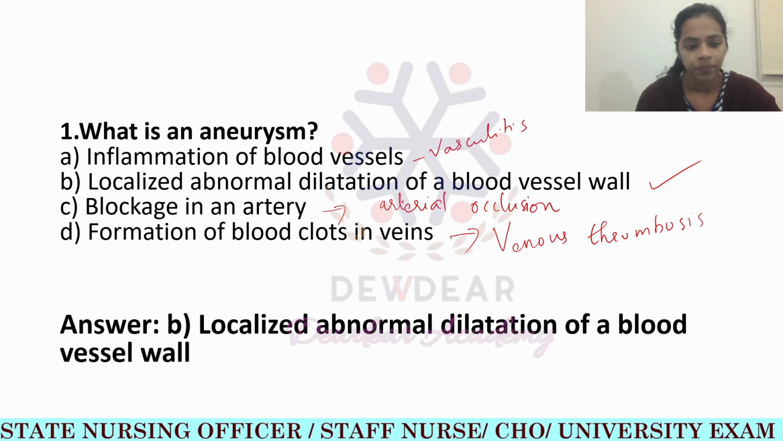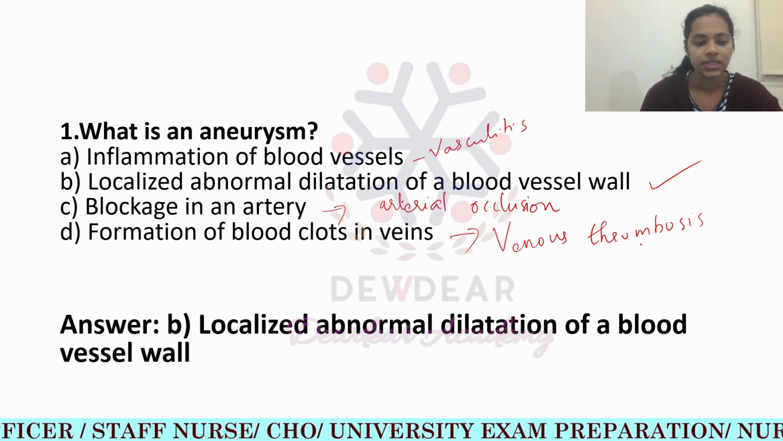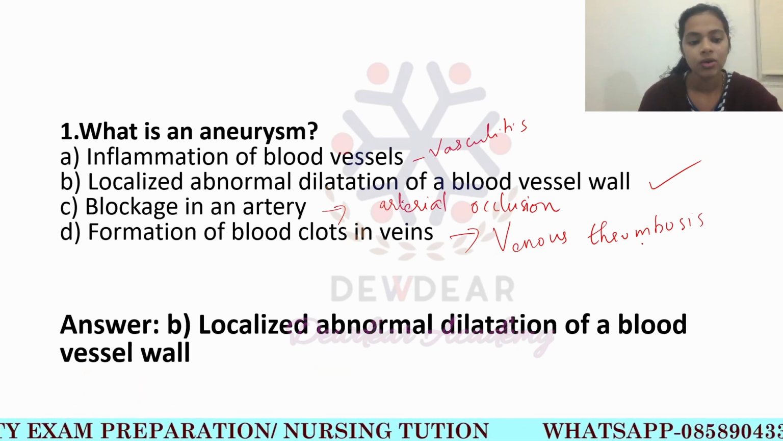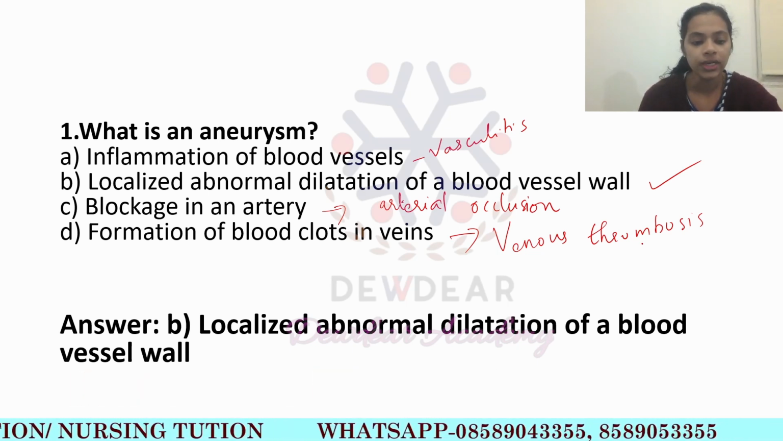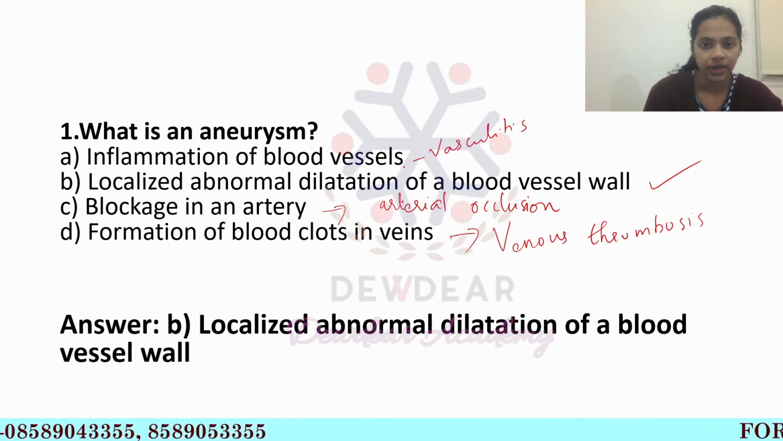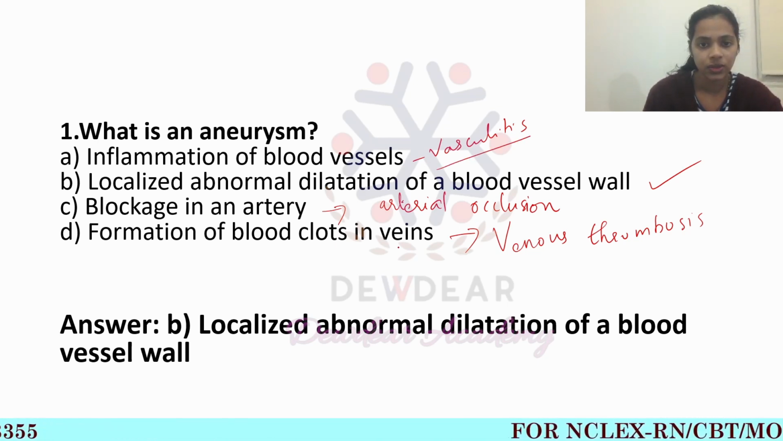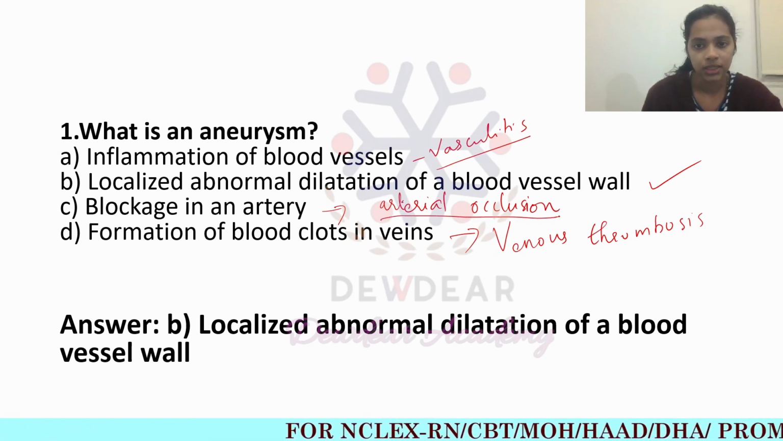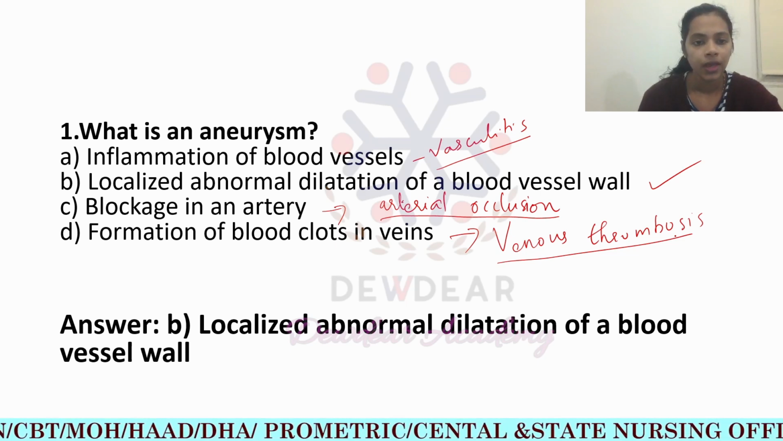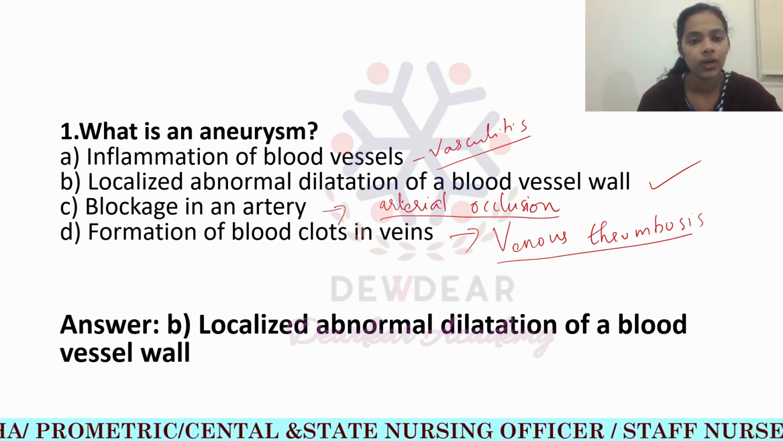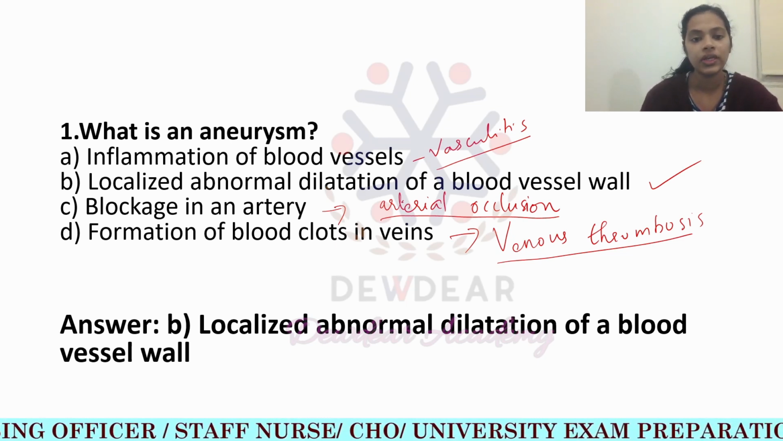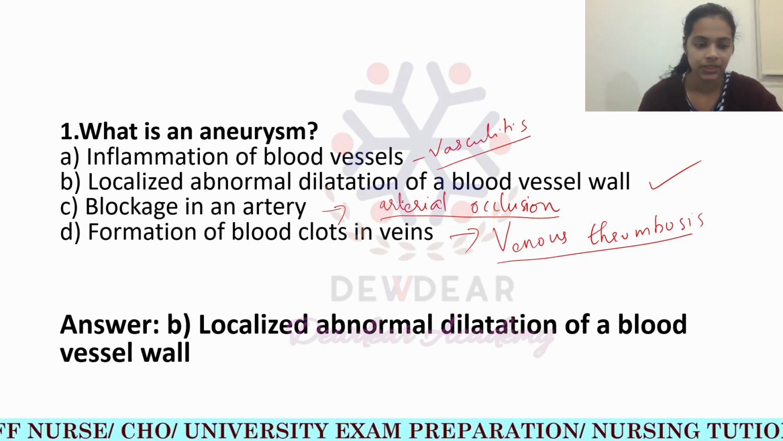Aneurysm is specifically involving the blood vessels. There will be weakening of the blood vessel wall, and what happens is it allows part of the wall to bulge outward, creating dilatation. So inflammation of blood vessel is vasculitis, blockage in an artery is arterial occlusion, formation of blood clot in veins is venous thrombosis, and the correct answer is aneurysm is the localized abnormal dilatation of a blood vessel wall because of the weakening of the blood vessels.